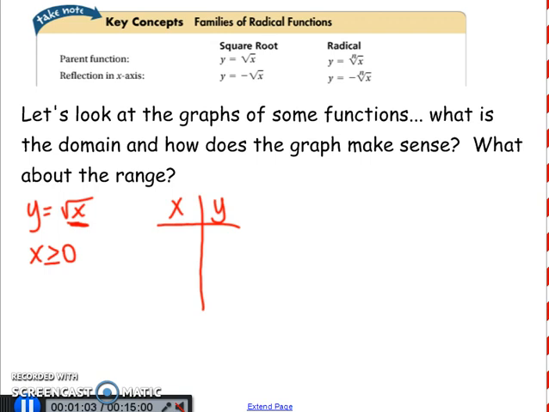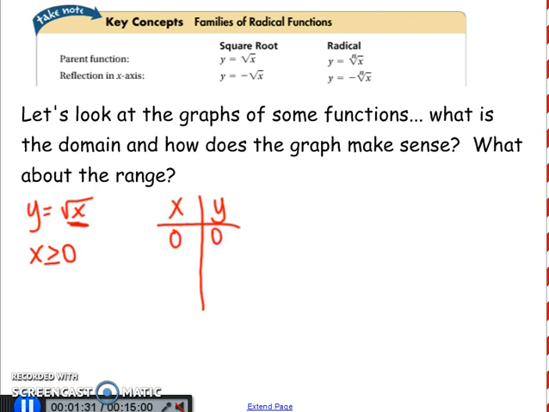If x was 0, the square root of 0 is a number. Anything higher than 0 will work. If I put in a -1, it's not going to work. It's not within our domain. So when I plug in my values for my xy chart, I'm always going to start with my domain. Since 0 is the lowest value x can be, I'm going to start with that. If I plug in 0, the square root of 0 is 0.